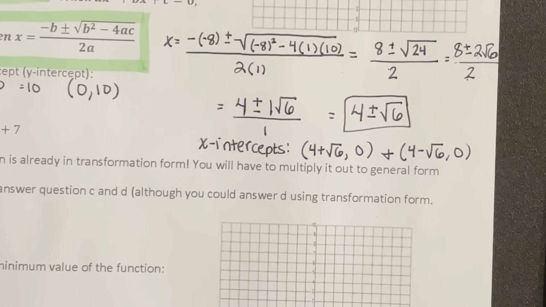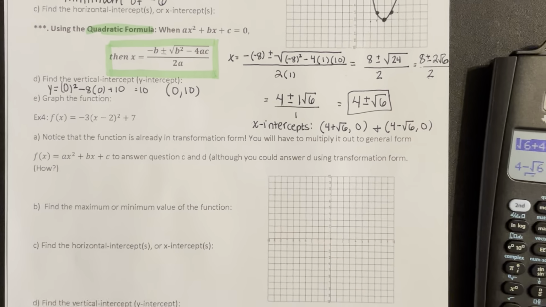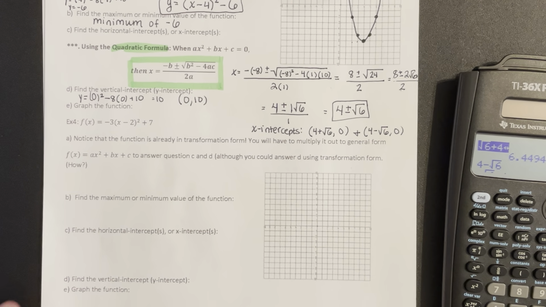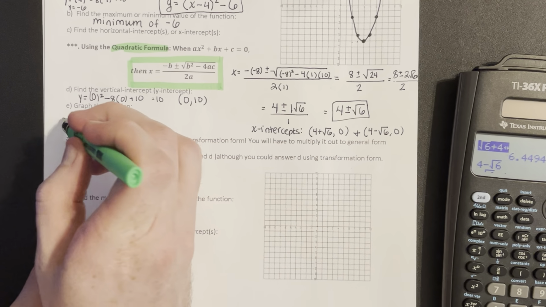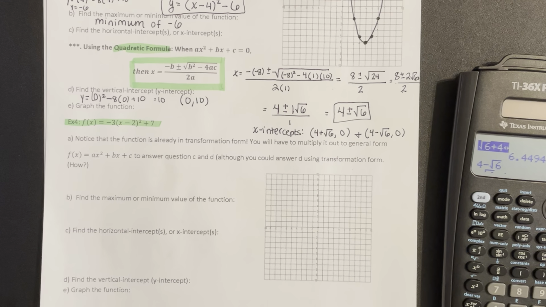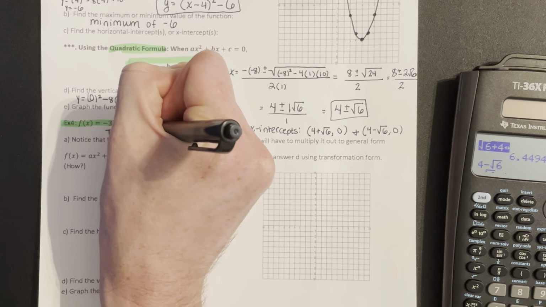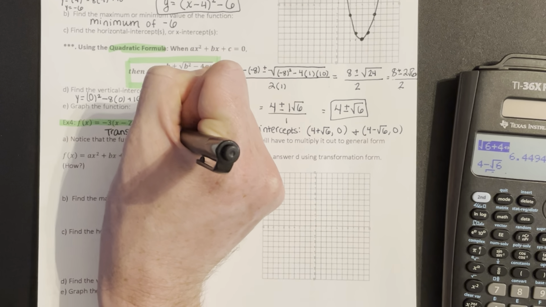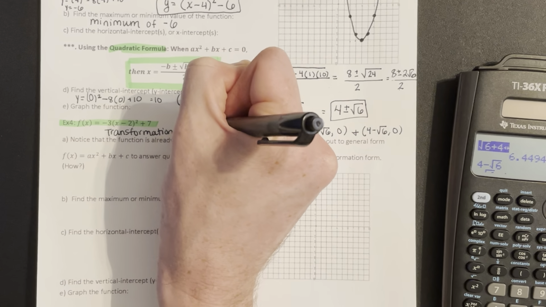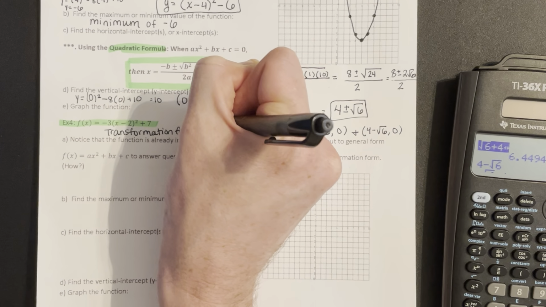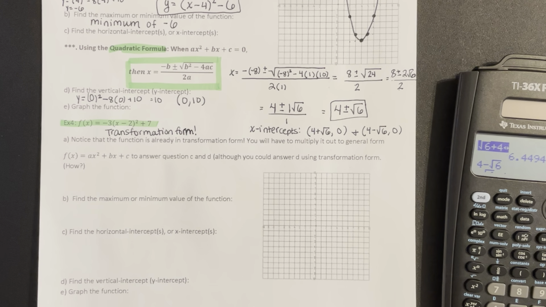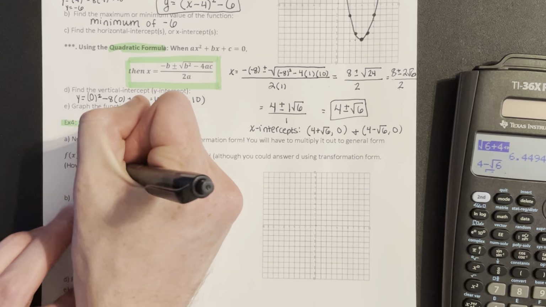All right, last one here, example 4. We have something that's already in transformation form. So let's make a note of that. So this is in transformation or vertex form. If it's already in transformation form, then we're going to need to multiply it out so that it will be in standard form. So let's give you at least an example of how we do that.